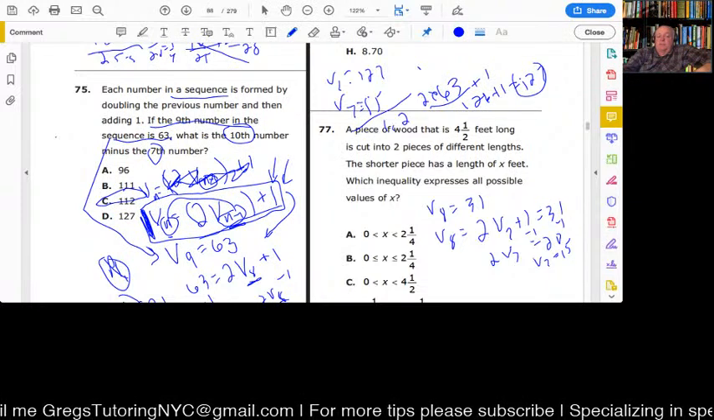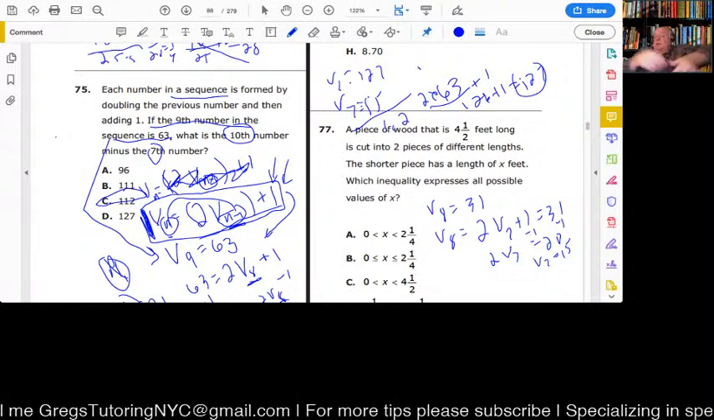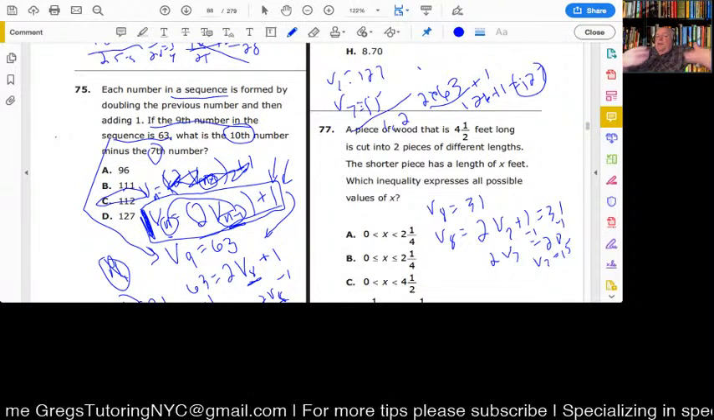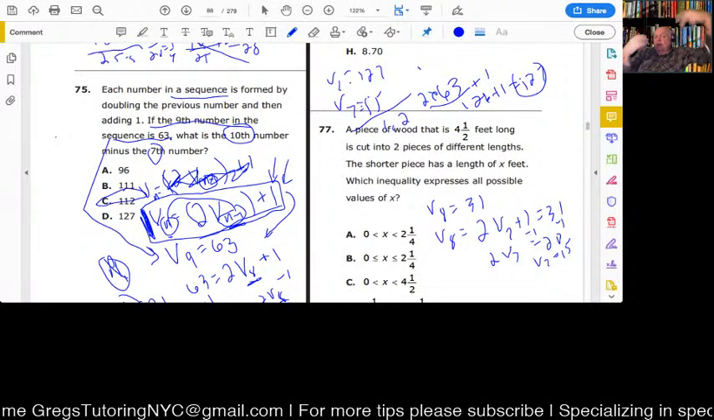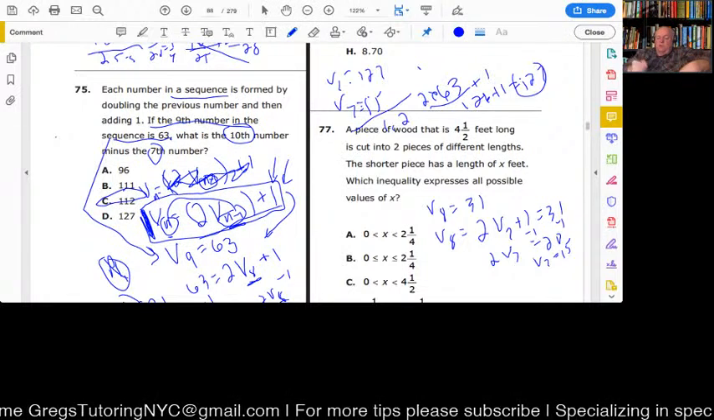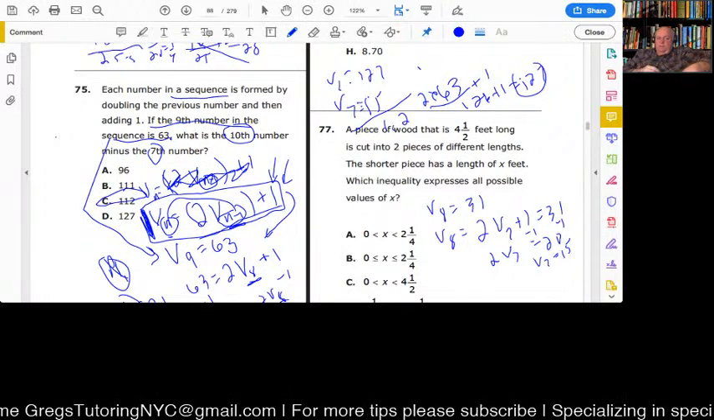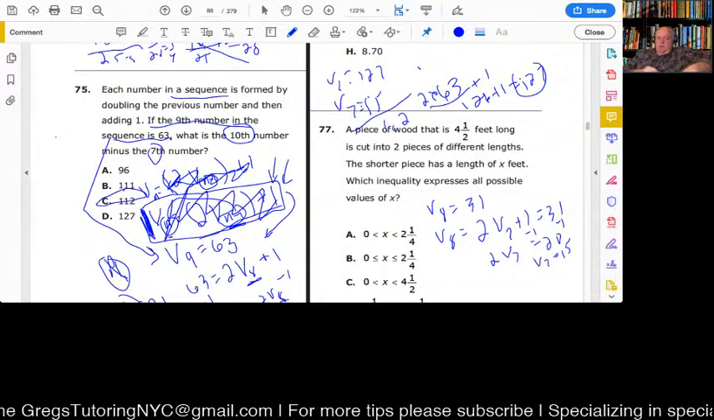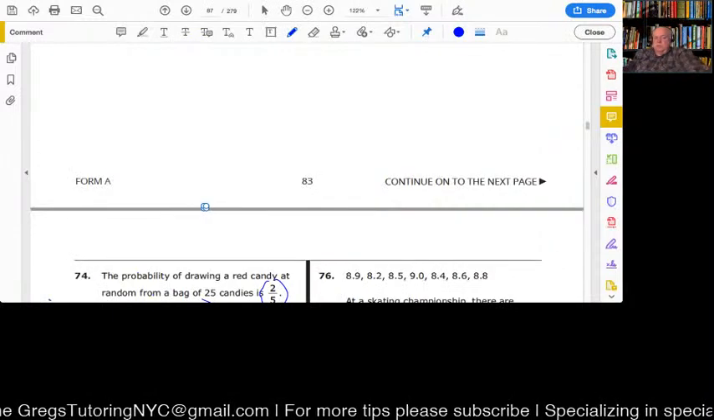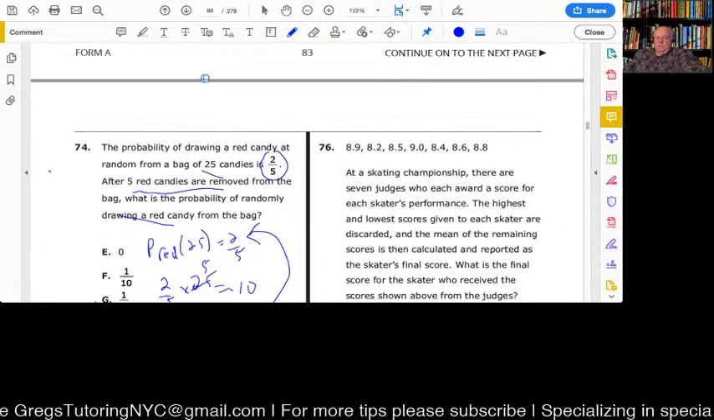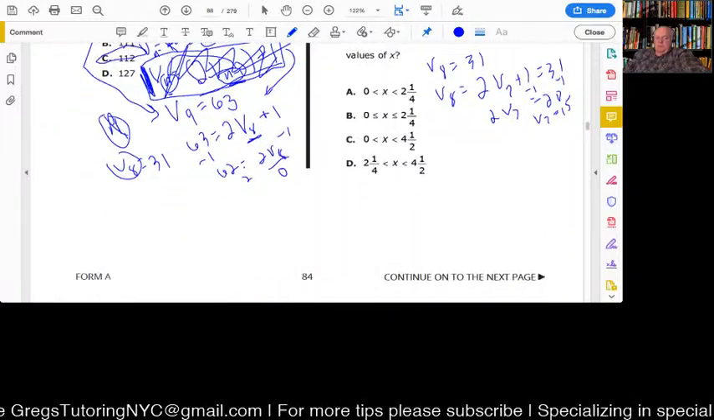This is actually the most straightforward way. It's a sequence, right? And because the sequence is based on this formula here, you have no other choice but to do it. You have to come up with the formula and go backwards or forward on it.